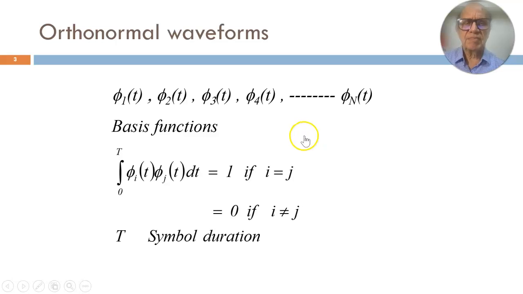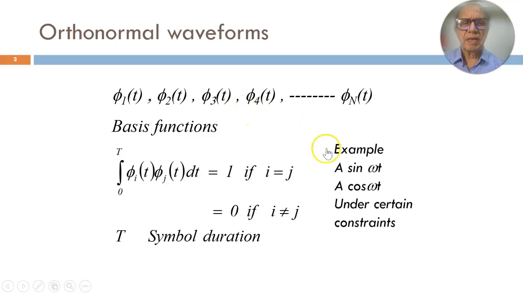I'll just tell you one simple method of generating these. If you consider two waveforms, one A sin omega t, another A cos omega t. It can be shown, and later on in one of our lectures we'll show, that sine and cos under certain constraints are orthogonal to one another, and they will be orthonormal if you appropriately adjust the value of A. So this tells you what orthonormal waveforms are, and this is one example of possible orthonormal waveforms.